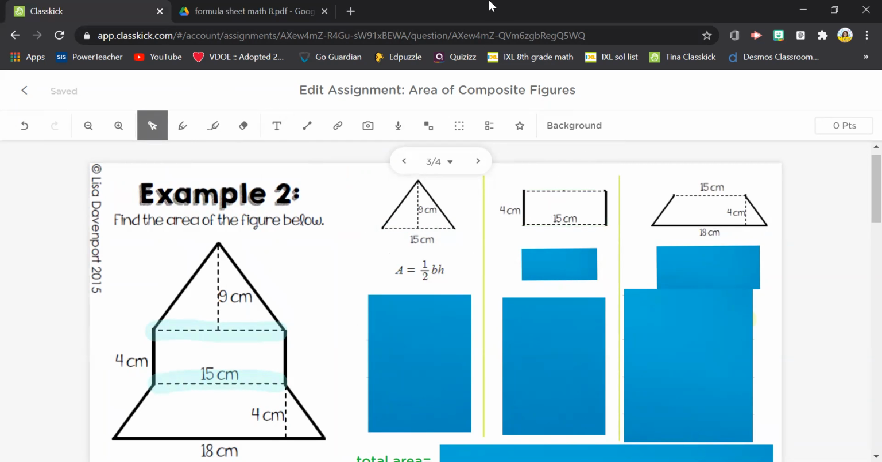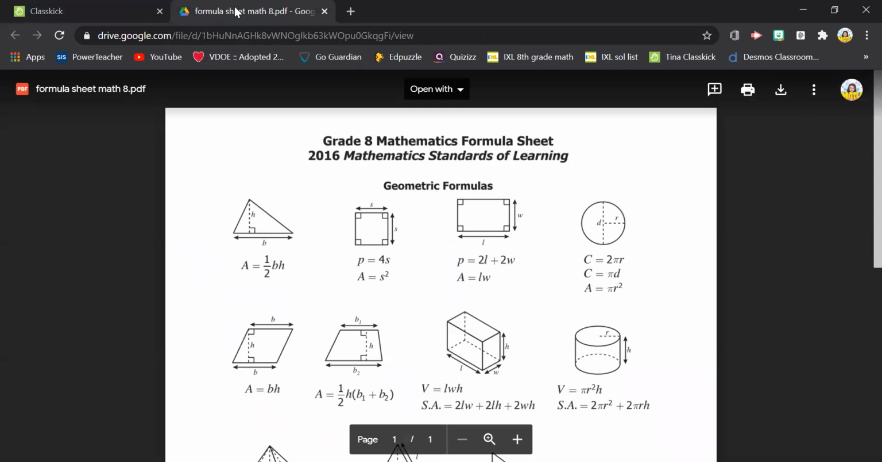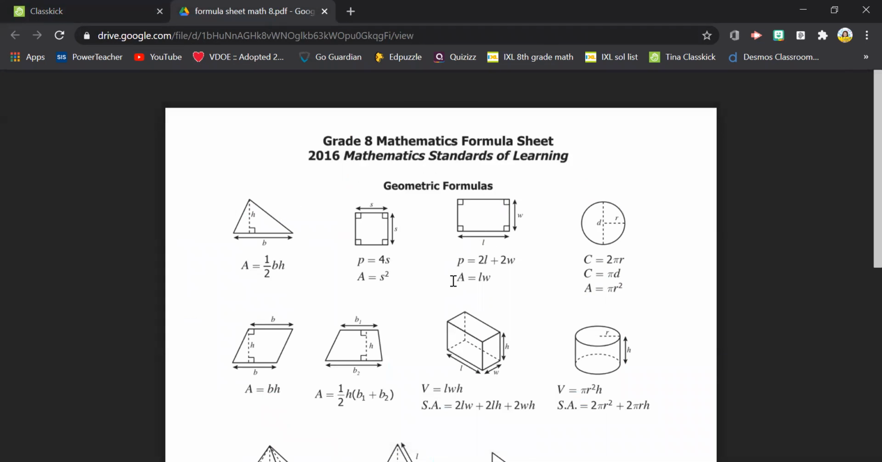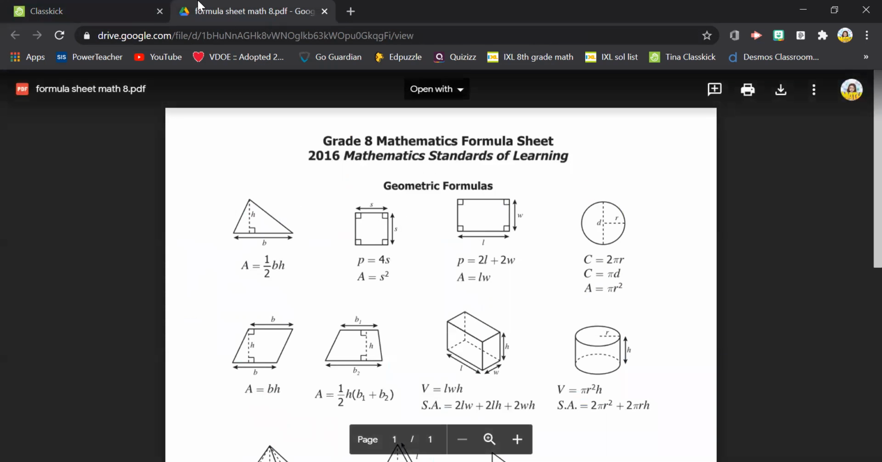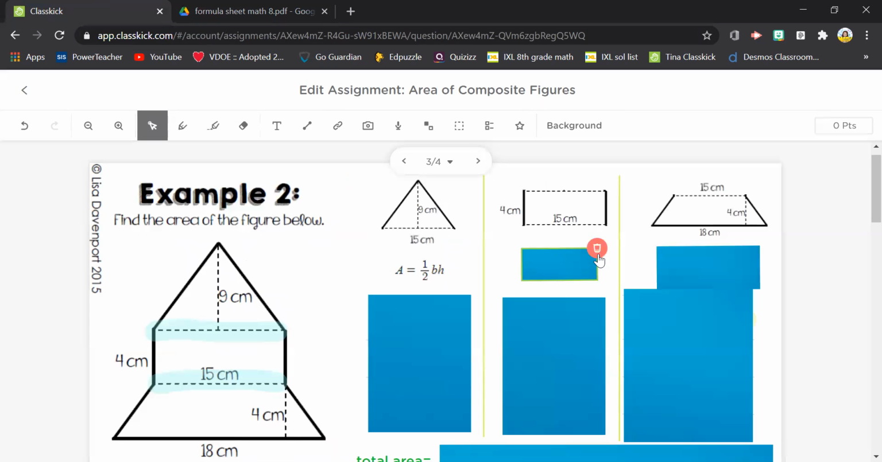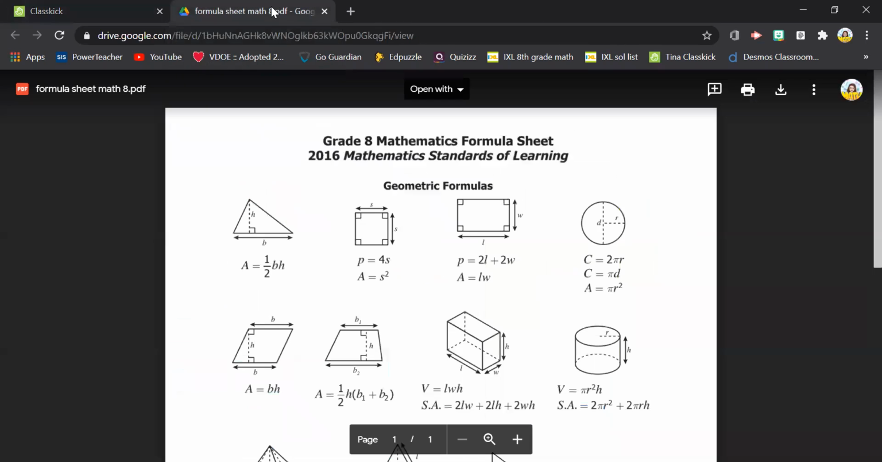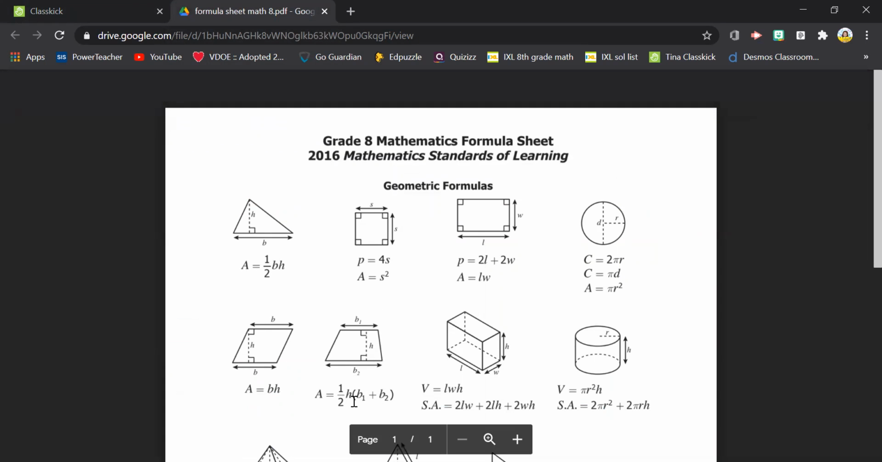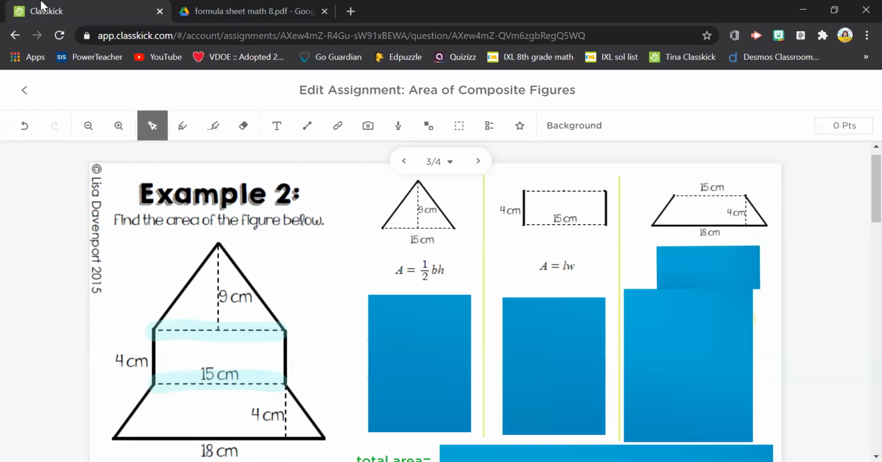My rectangle, so I can look on my formula sheet. Here's my rectangle. We're talking about the area, guys. We are not talking about perimeter. We're talking about area. So area equals length times width. And then for the trapezoid, I can look on my formula sheet. Here is my trapezoid. So I get 1/2 height times the sum of base 1 and base 2. Okay?